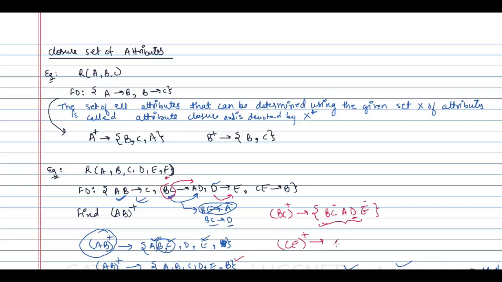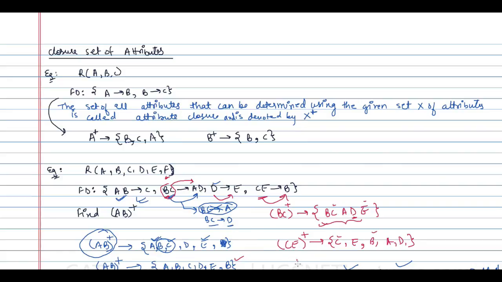Now if I take CE closure, then what are the things we can determine? With the help of C, I can determine C itself. With the help of E, I can determine E itself. Now with the help of CE, I can determine B. Now BC is already there, so with the help of BC, I can determine AD, right? And with the help of AD, I can determine E, right? So we'll not be able to determine F again, right?